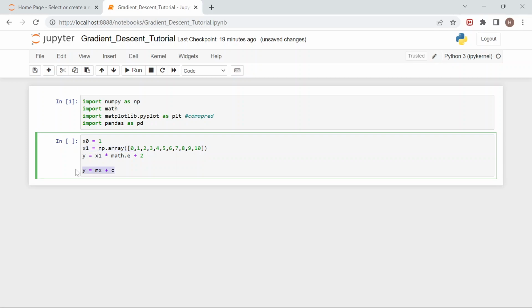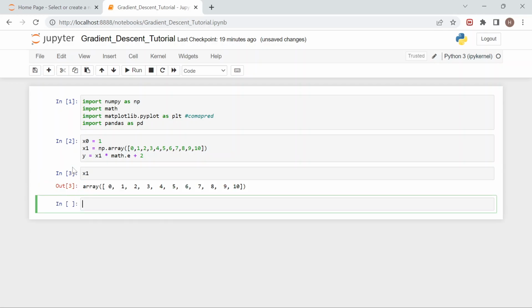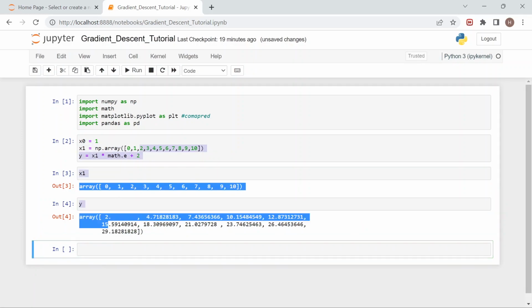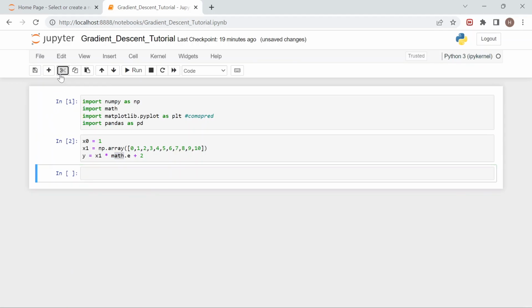So I will show you x1, and I will show you y. When x is 0, we substitute 0 here and just get this term. When x is 10, we have this term here, so it's about 27 plus 2. So we don't really need this, so let's get rid of that.